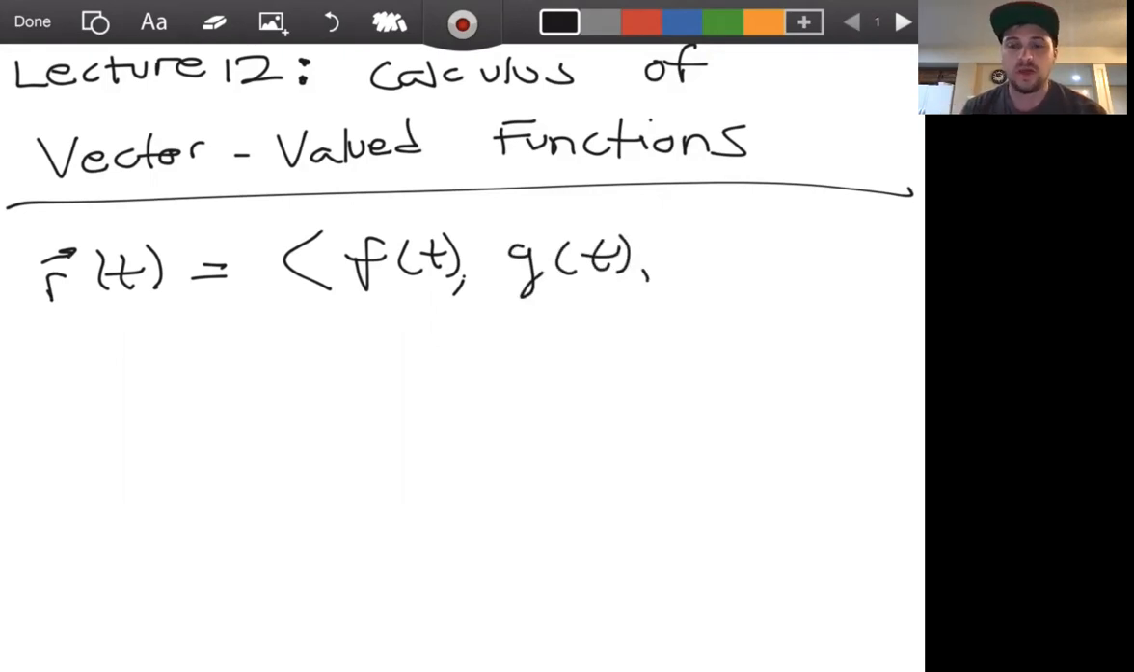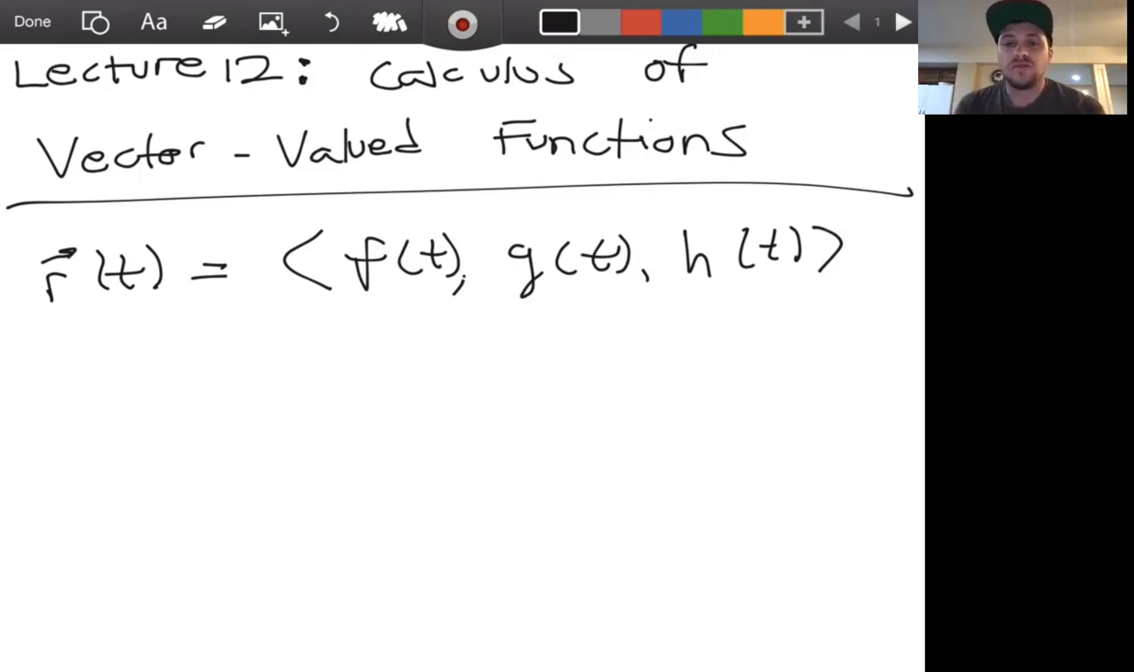and we'll carry out most theorems and computations in 3 dimensions. I want us to know that the 2-dimensional case is analogous. You just cut off, you would just stop here instead. But in the 3-dimensional case, we have h of t as well. Okay, and we learned in the last video some examples of vector valued functions.